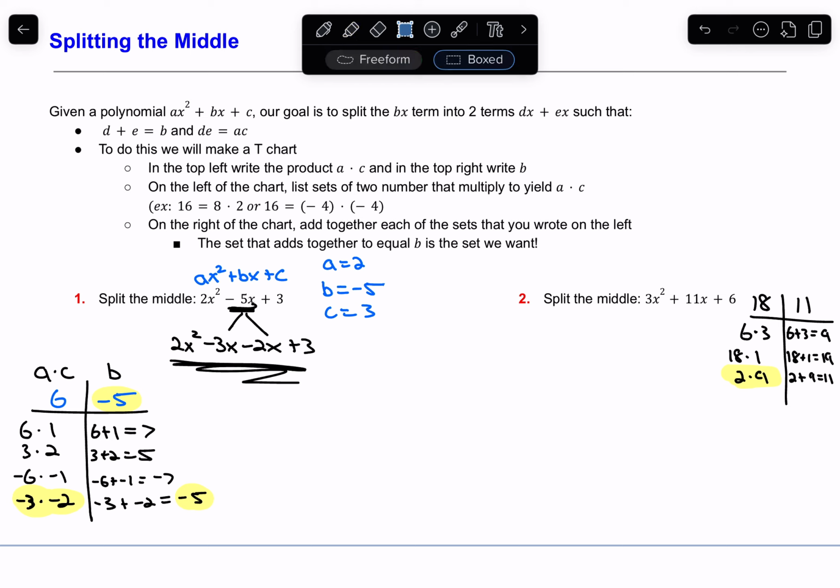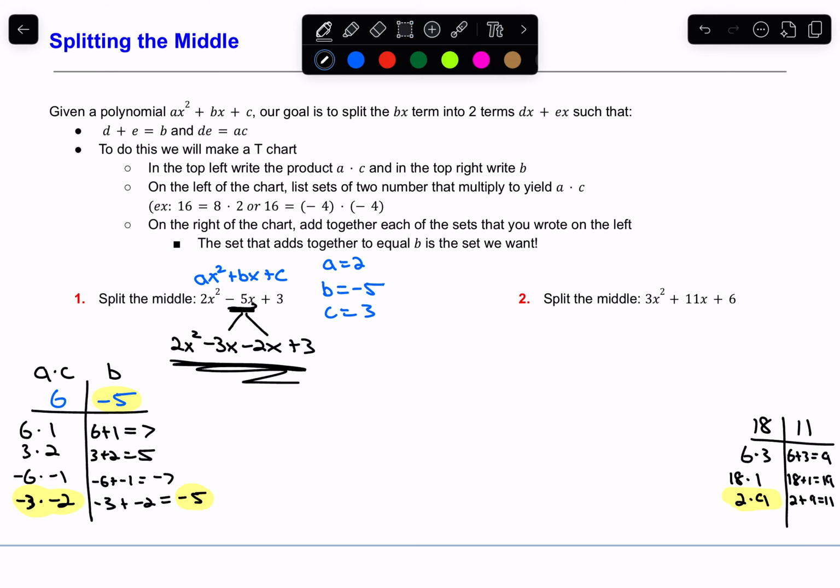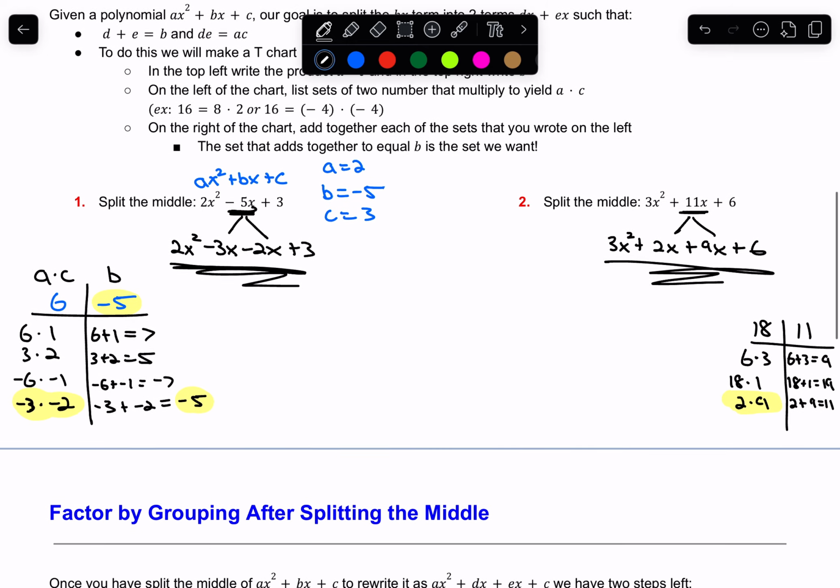So now I'm going to split the middle of this thing. Move this out of the way. So I'm going to rewrite my problem. Instead of 3x squared plus 11x plus 6, I'm going to split 11x to be 2x plus 9x, because again, those are the two numbers I found down here below. But I have to rewrite the rest of the problem too. So 3x squared in front and plus 6 in the back. All right, and we have split the middle. So now on the next page, we're going to end up fully factoring these things.